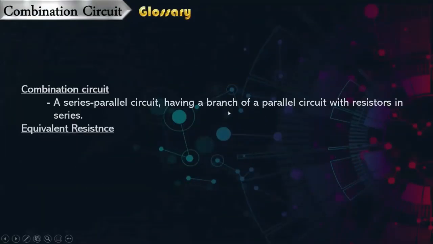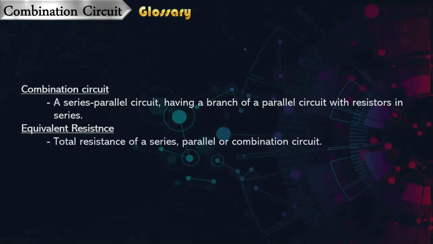And let's have the glossary of the terms used. Combination circuit is a series-parallel circuit having a branch of parallel circuit with resistors in series. Equivalent resistance is the total resistance of a series, parallel, or combination circuit.